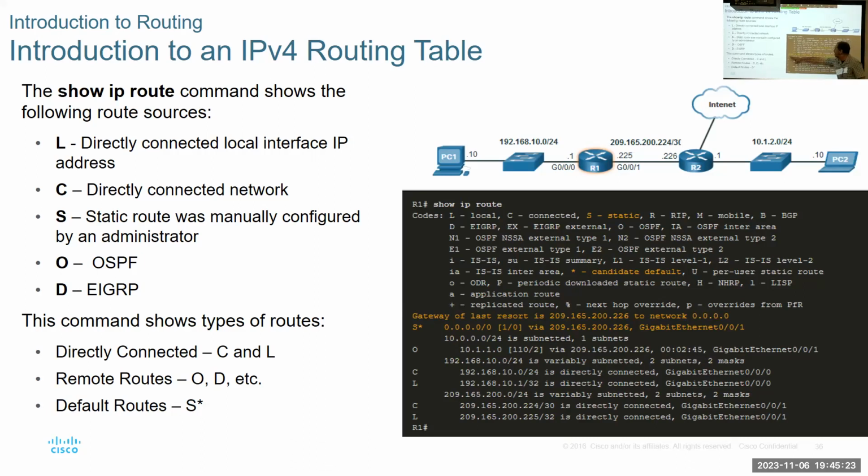So the S means static. The O means that the route was learned through OSPF. The C means that it's directly connected. One of the interfaces has that network address, and that's the IP address of the local interface. So the C and the L basically mean the same thing. The C is just the network ID for the interface, and the L is the actual IP address of the interface.